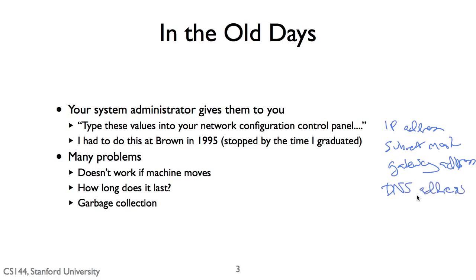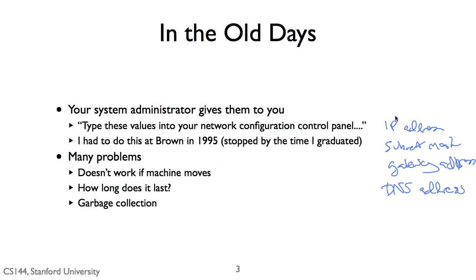And so you get a slip of paper with these four things on it and usually a photocopied sheet saying, okay, take these values, and here's how you open up your control panel and type them in. And that was basically how you would configure your machine. This is how I did it at Brown when I went there as an undergraduate in 1995. By the time I graduated, though, they had moved on.